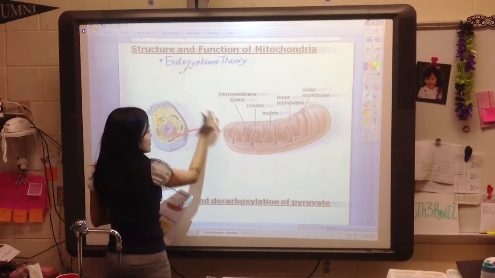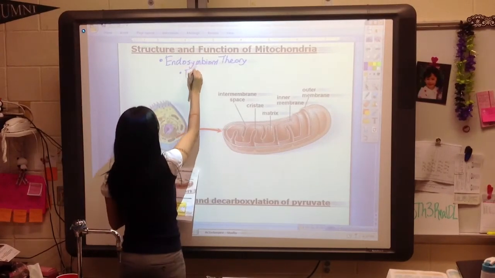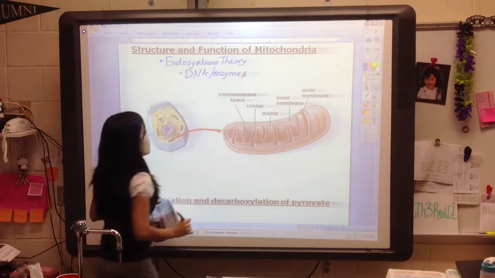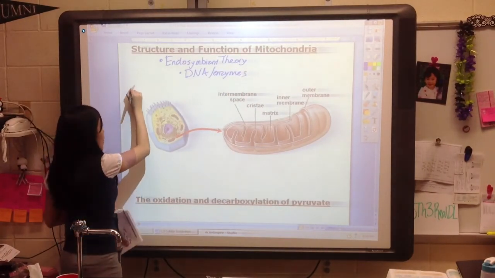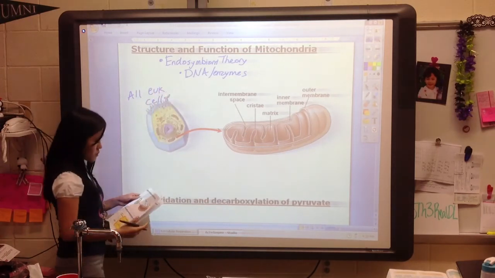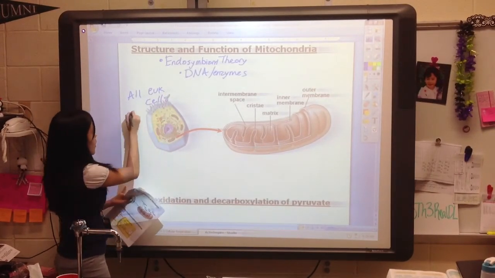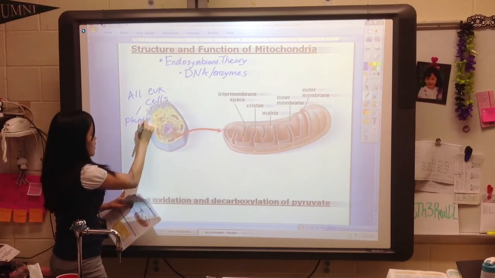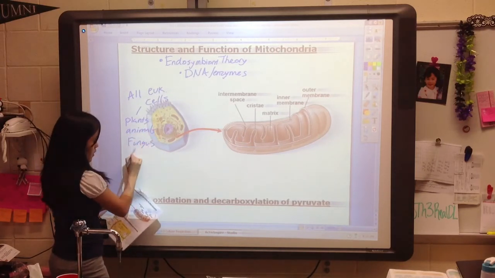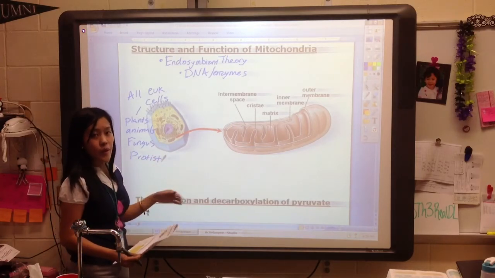This theory said that mitochondria used to be a prokaryotic cell, meaning that it has its own DNA and enzymes. Remember that the mitochondria is found in all eukaryotic cells. And what we need to keep in mind is that all eukaryotic cells does include our plants, animals, fungus, and our protists. They all have mitochondria, so they actually all can go through aerobic respiration.